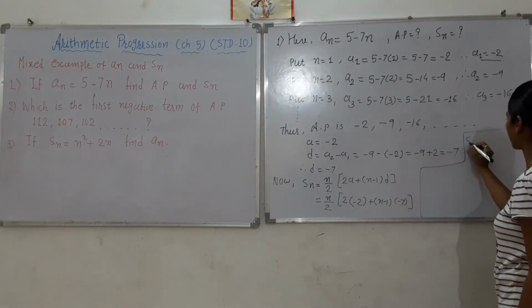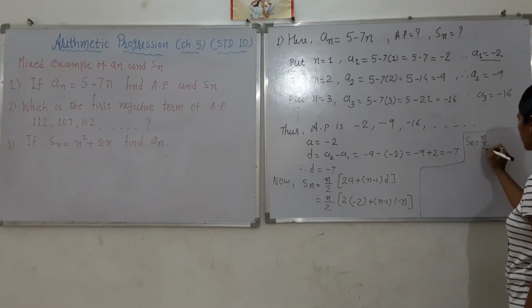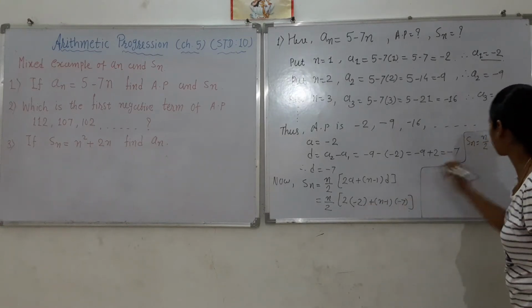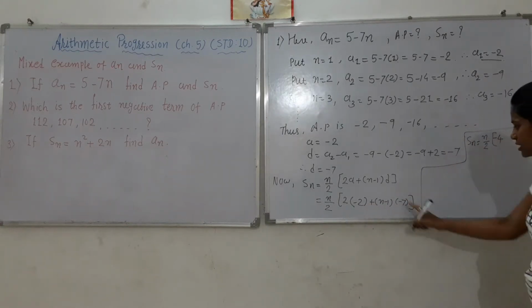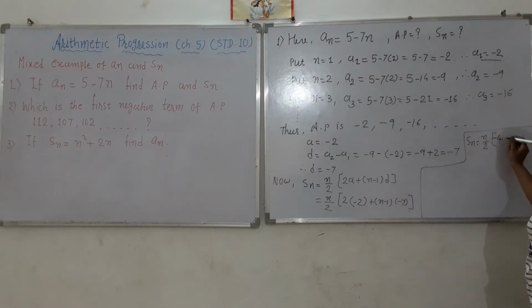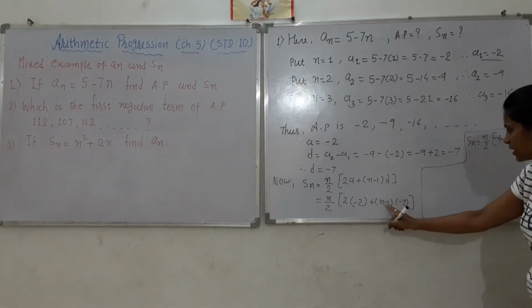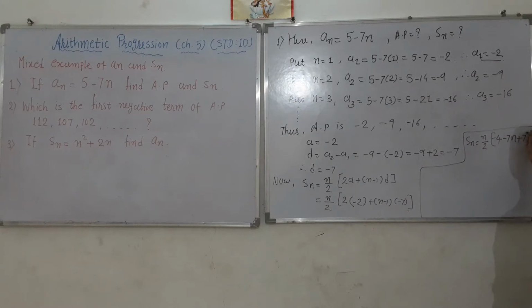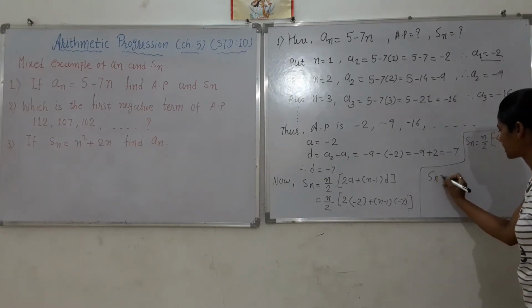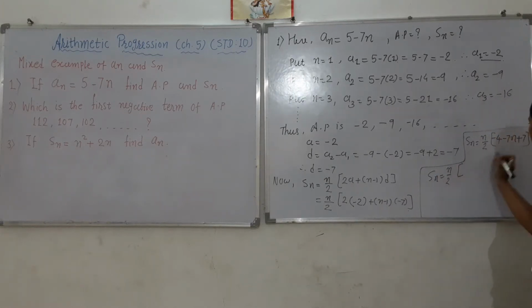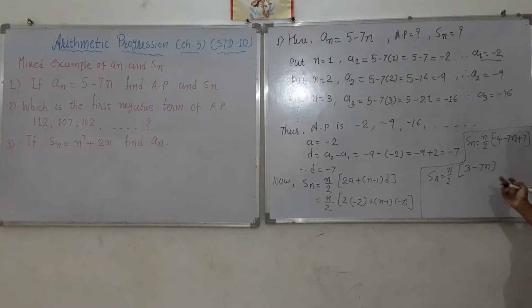So you have Sn is equal to n upon 2 times minus 4, since 2 times minus 2 is minus 4, then multiply minus 7 inside, so minus 7n plus 7. So you have Sn is equal to n upon 2 times minus 4 plus 7, that is 3, minus 7n. If you want to multiply inside, otherwise write this as it is. So this is your sum to n terms of the given arithmetic progression.